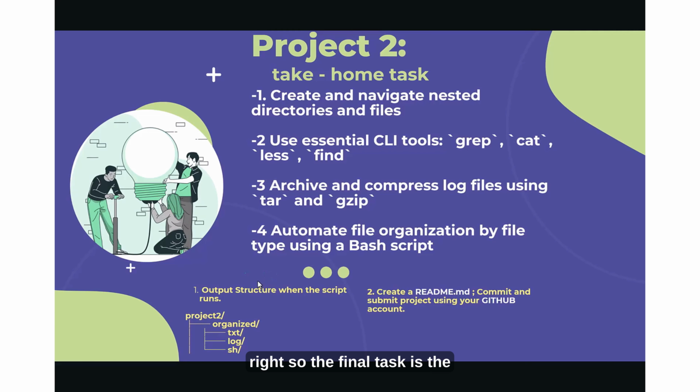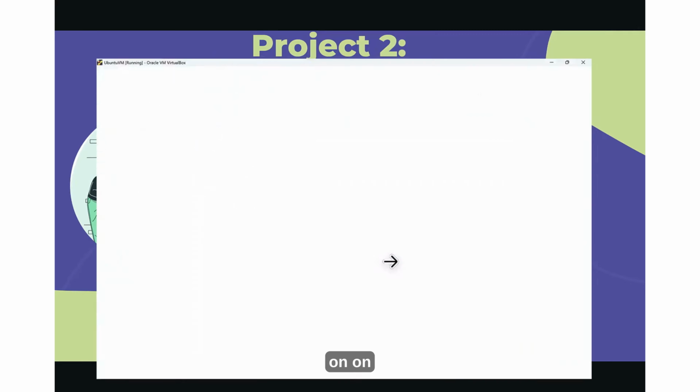All right, so the final task is the bash script, which is to automate file organization by file type using a bash script. All right, why do you need this? It's to help you learn how to organize your directory and your files based on its name or based on the file type. All right. So when I mean file type, I mean the file extension, such as if it's .txt, .sh, .log. So we're going to be organizing our files based on its type.